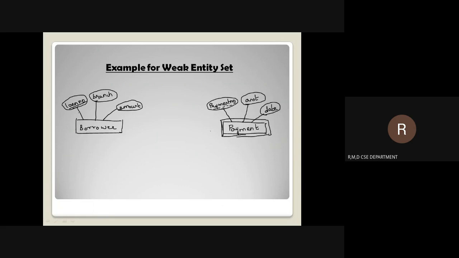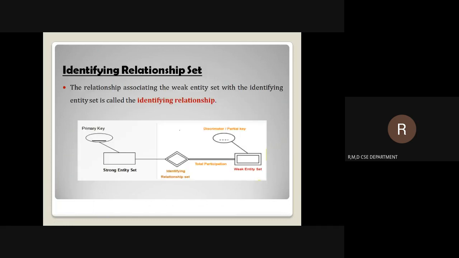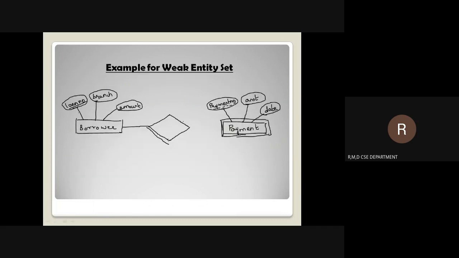The weak entity set should be associated with the strong entity set via the identifying relationship set. The identifying relationship set, as you saw in the previous structure, is represented by a double-lined diamond. Let me name the relation as loan pay.